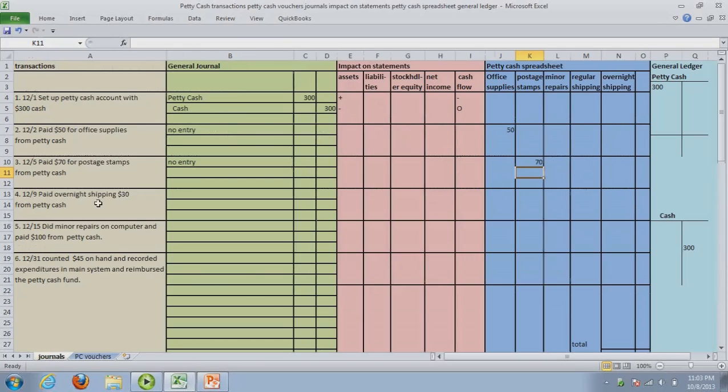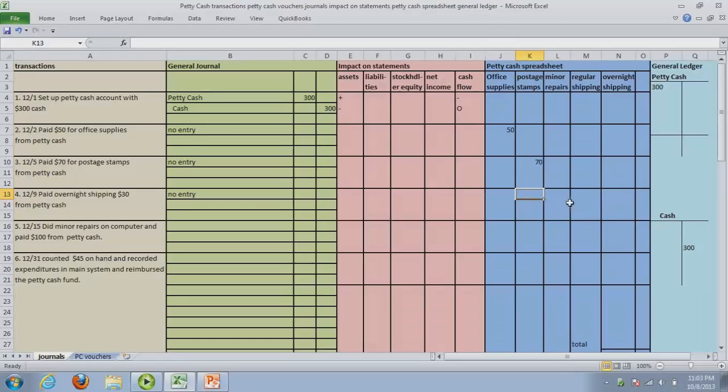Next, we're paying for overnight shipping for something from the petty cash fund. Once again, it's not in the general journal, general ledger, or the trial balance, or statements. The petty cashier pretty much runs the business during the month, and everything is documented in a separate system, hopefully with just as much control and organization as the main system.